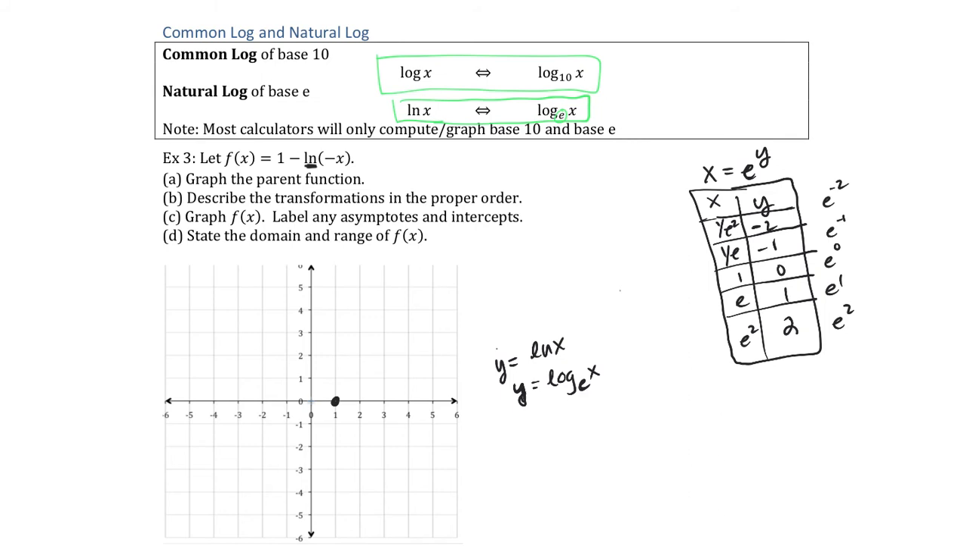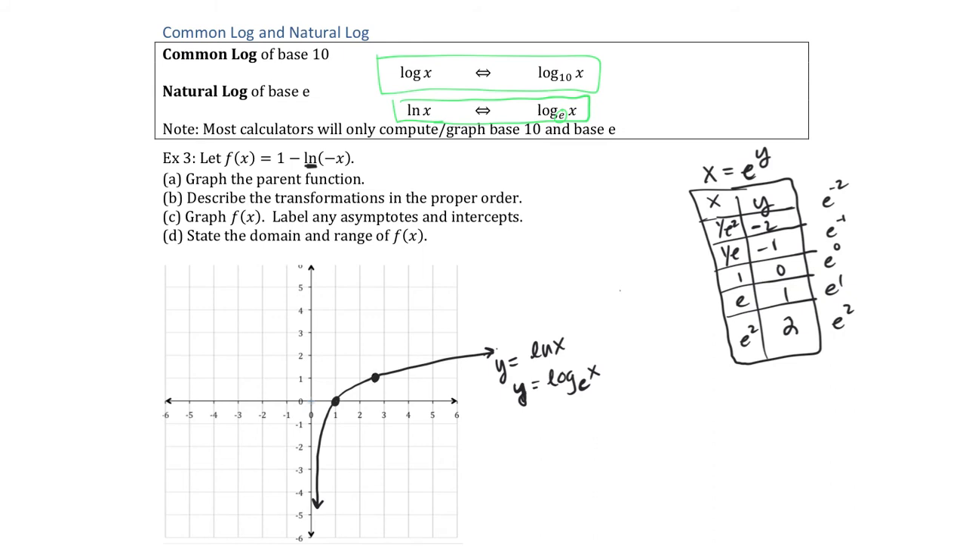So when y is 1, we're at e, and e is about 2.7. When y is 2, we're at e squared, and that's about 7.4. So when y is 2, we're kind of off the graph over at 7.4. Okay, so this is that point at e, 1.